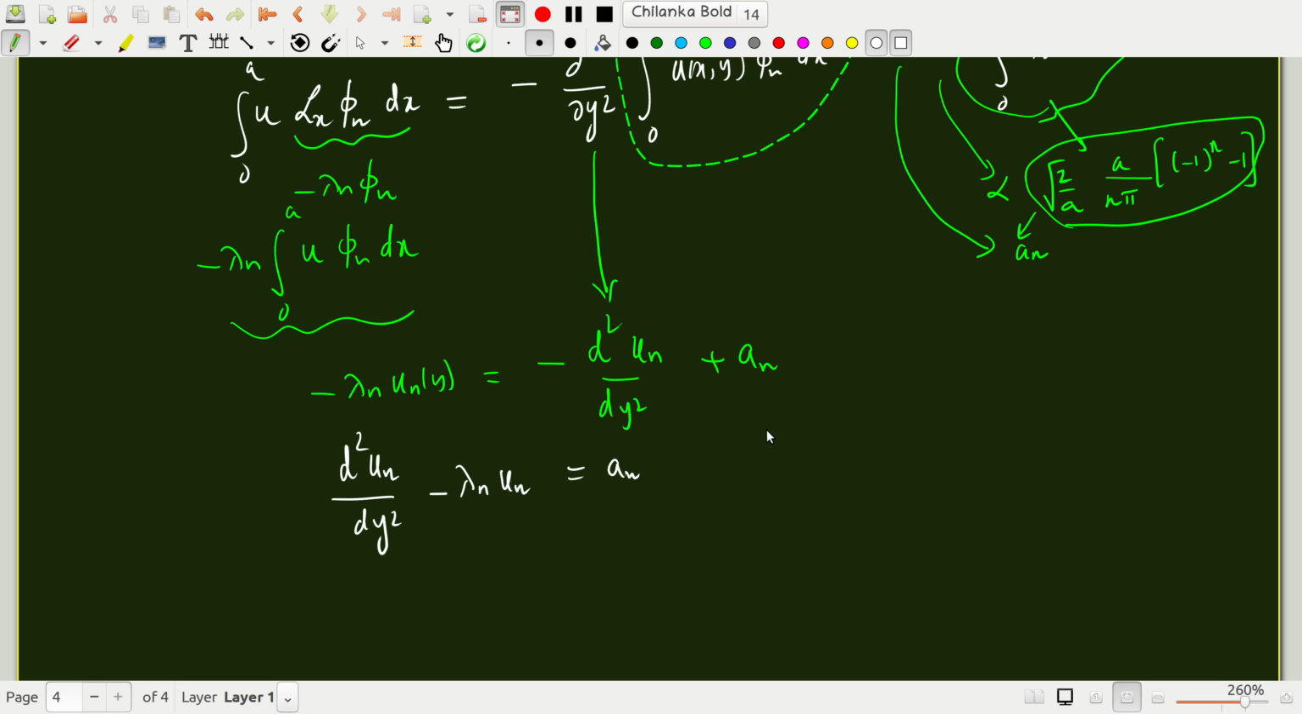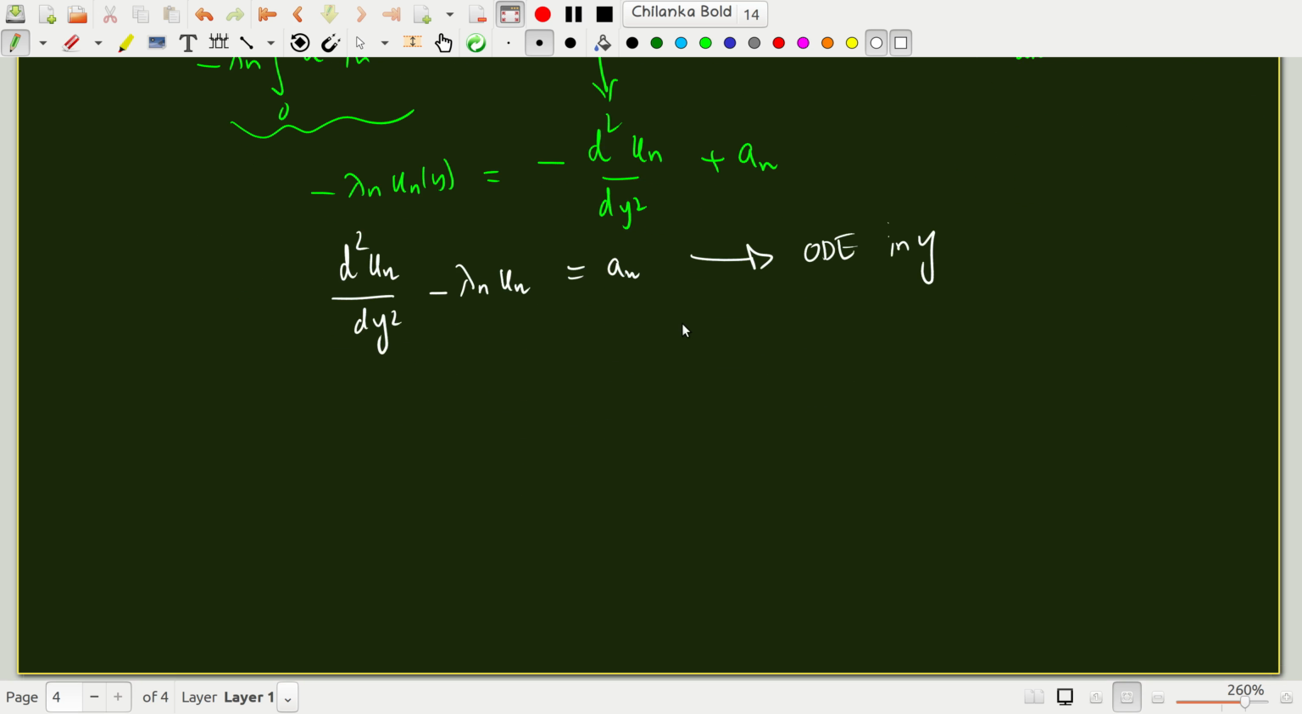Okay, so the partial differential equation, after doing one round of eigenfunction expansion, has now been reduced to an ODE in y. Now this ODE in y can also be solved. Here in y, the boundary conditions for un are: un at y equal to b is again 0, and un at y equal to 0 is 0. Un is a function of y, remember.